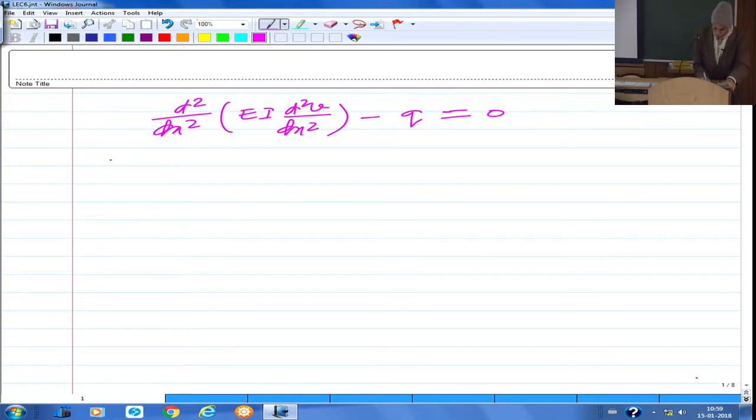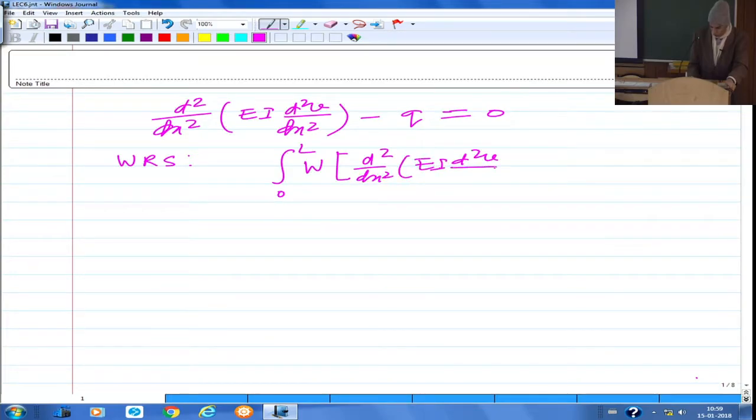First we write the weighted residual statement. WRS is integration over the length of the beam of W times this differential equation as it is, d2 by dx square of EI into d2v by dx square minus q, dx, is equal to 0. So this is the weighted residual statement. Then you write the weak form.